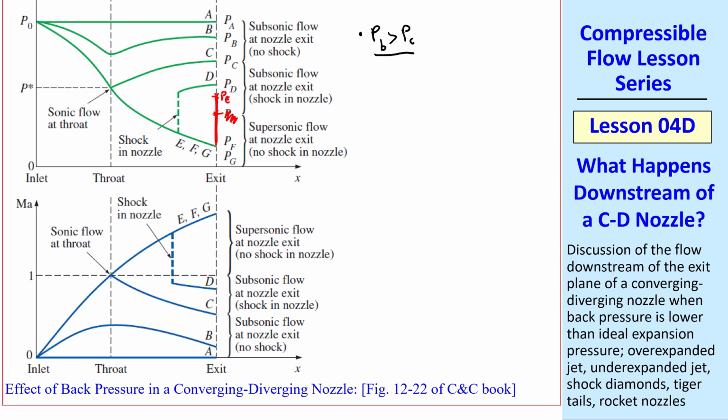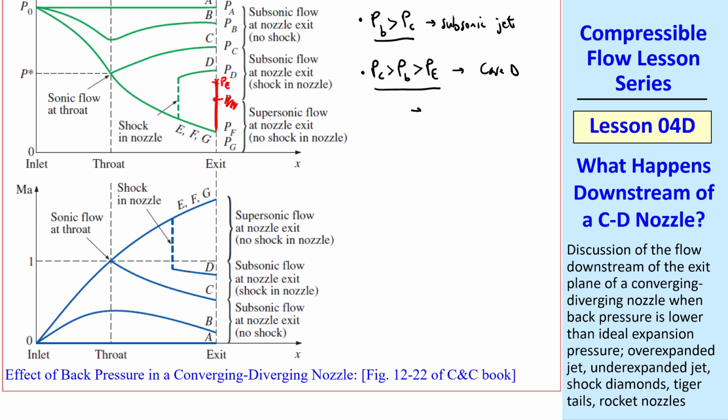When back pressure is greater than PC, which is this case, we get a subsonic jet at the exit plane, since the flow is subsonic. When back pressure is less than PC, but greater than PE, which is another way of saying case D, for any pressure in this range, you get a shock somewhere in the diverging portion of the duct. In the case where PB is PE, the shock is right at the exit plane. For any of these cases, we still get a subsonic jet, since flow downstream of the shock is subsonic.